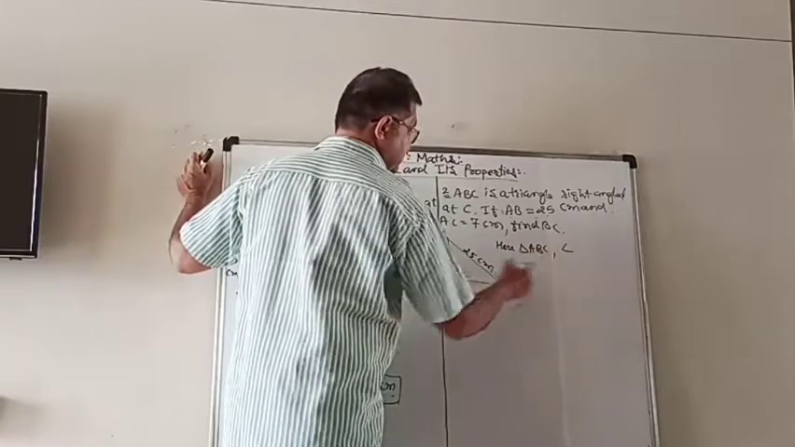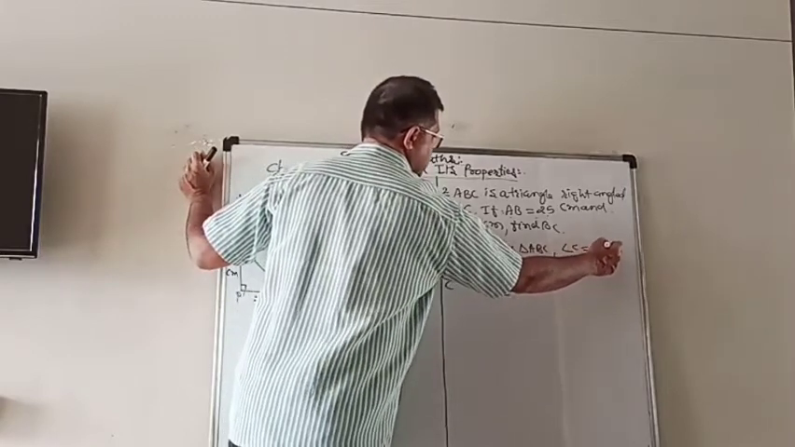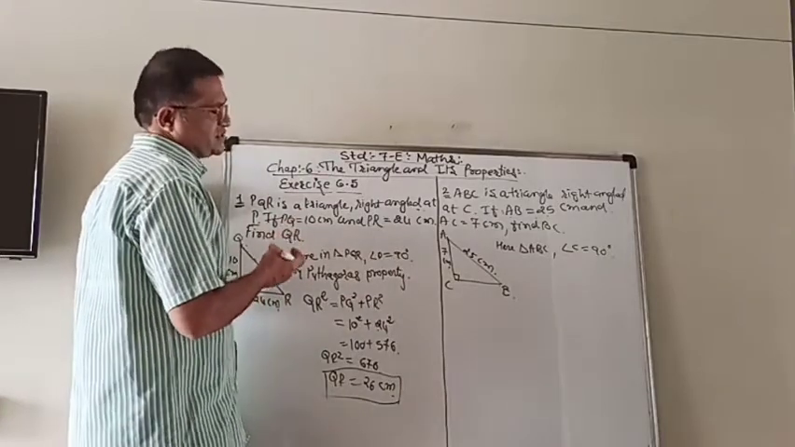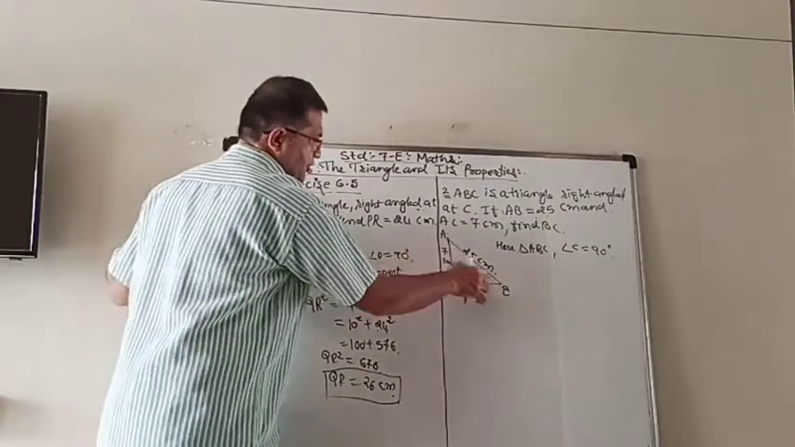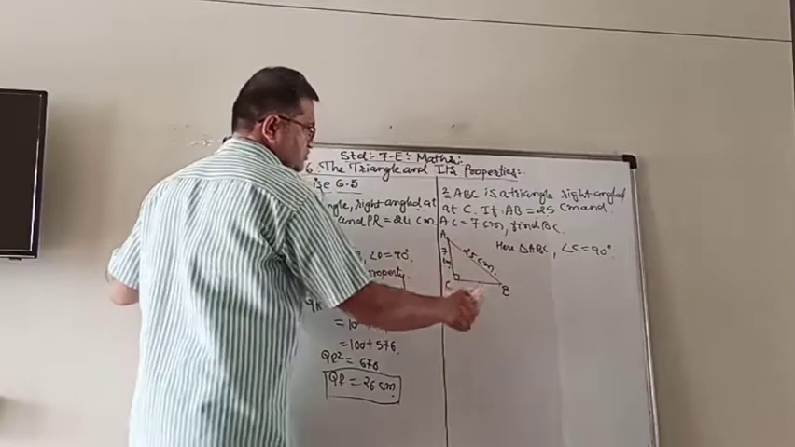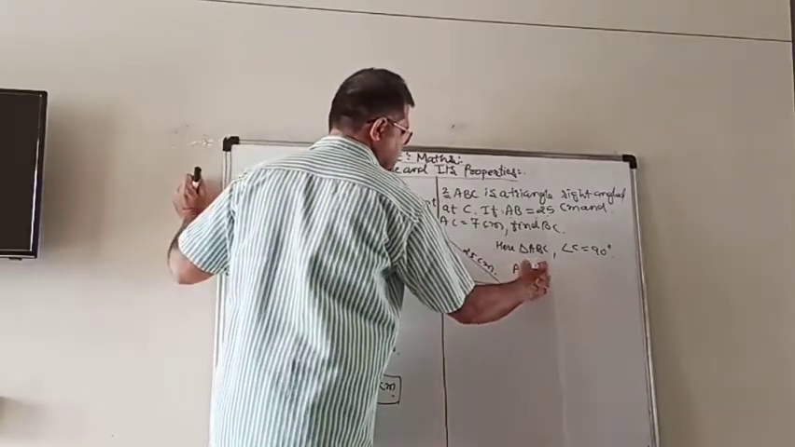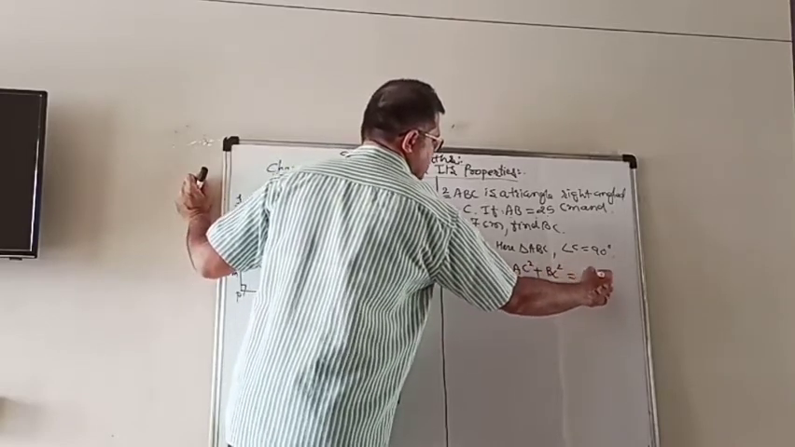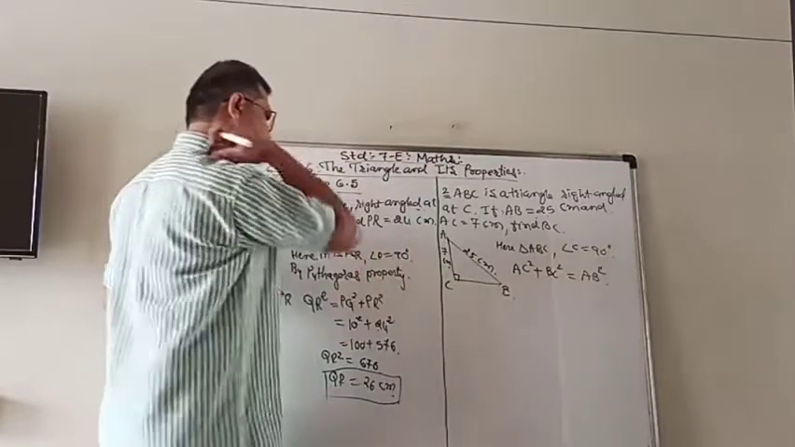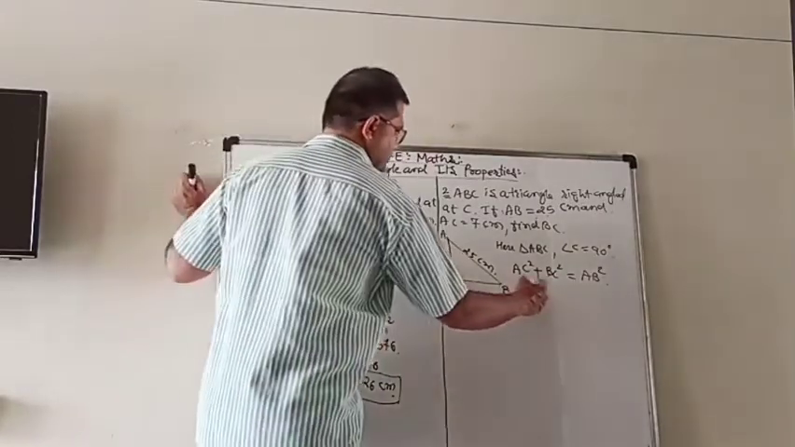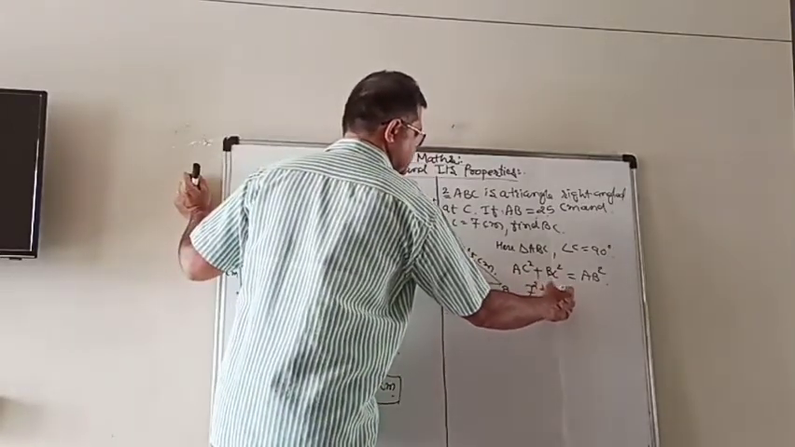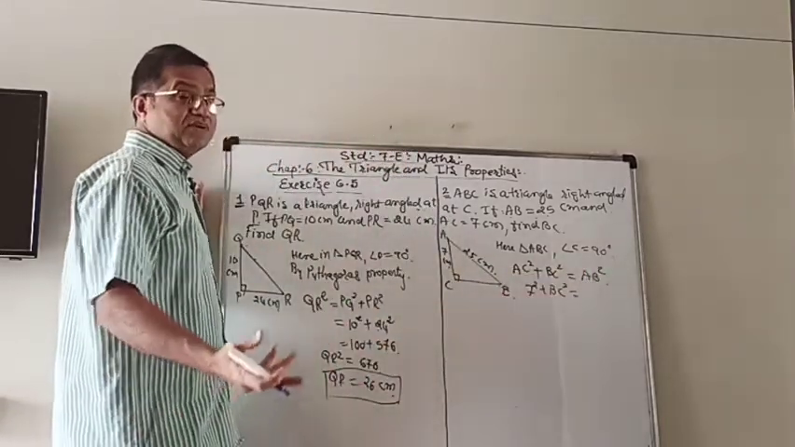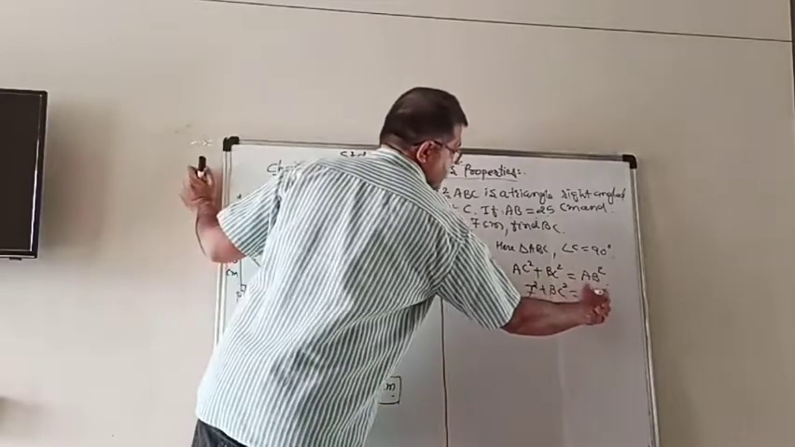Which angle is 90 degree? Angle C is equal to 90 degree. So here hypotenuse is AB and those are the two legs. So you can write down like AC square plus BC square is equal to AB square. AC square is 7 square, BC square we have to find, and AB square, AB is 25. So 25 square.